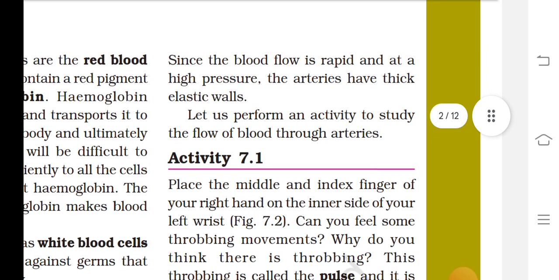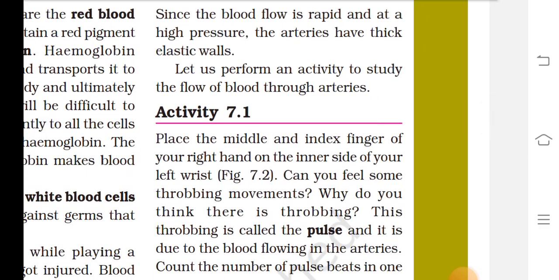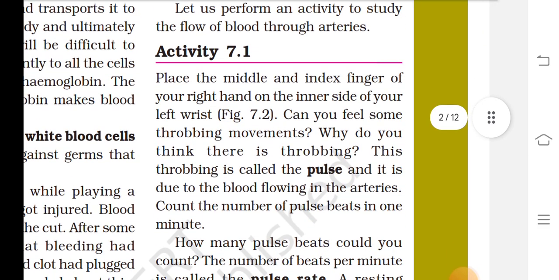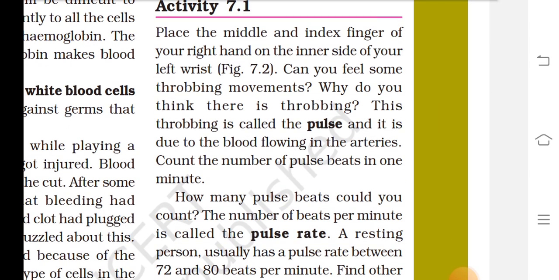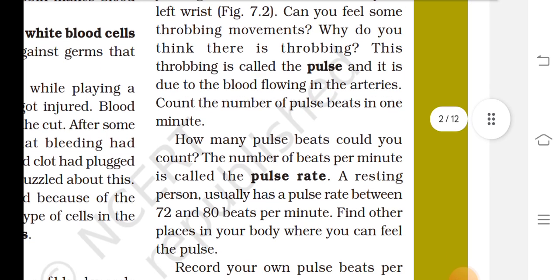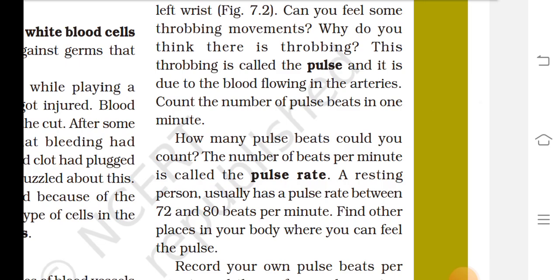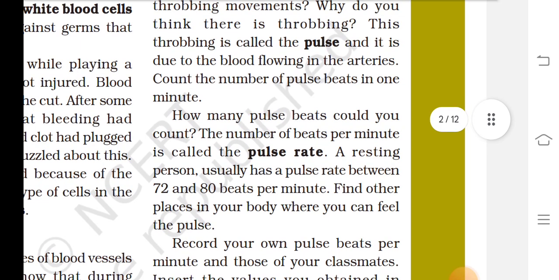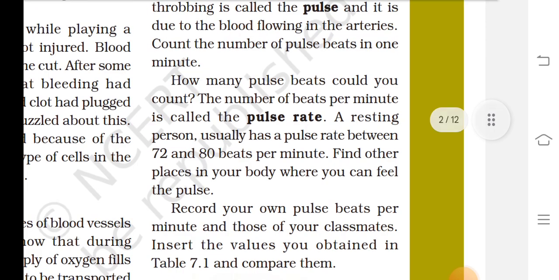Since the blood flow is rapid and at a high pressure, the arteries have thick elastic walls. Let us perform an activity to study the flow of blood through the arteries. Place the middle and index finger of your right hand on the inner side of your left wrist. Can you feel some throbbing movement? Why do you think there is throbbing? This throbbing is called a pulse and it is due to the blood flowing in the arteries.